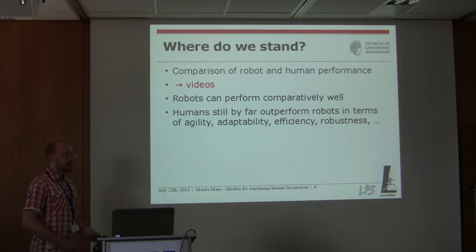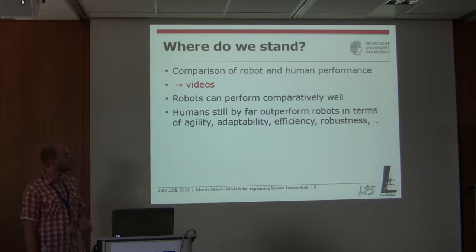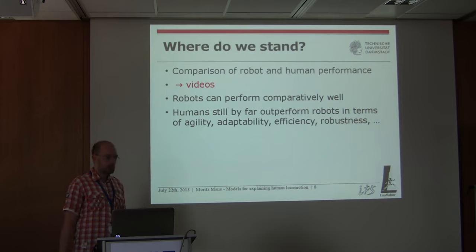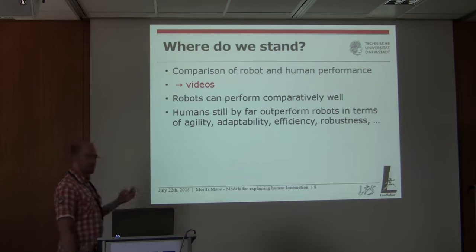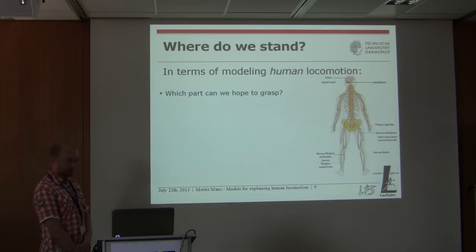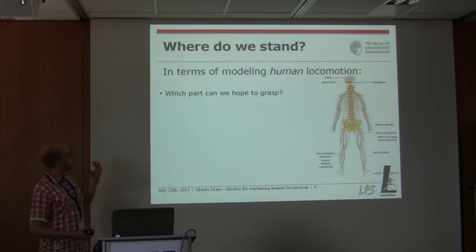So, if I take a backpack with 20 kilograms on my back, I need one step to adapt and just continue. It's not a problem. Efficiency, of course. Robustness, so if I'm pushed somehow, I just continue walking. I make one step and I just continue walking. Or I turn around and say, who pushed me? So we are still much better than robots. And the question is, to what extent can we mimic this, or to what extent can we hope to understand it?